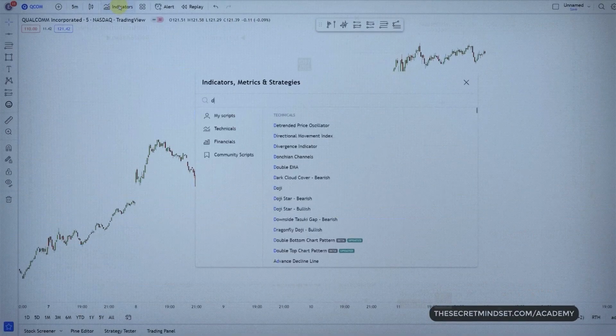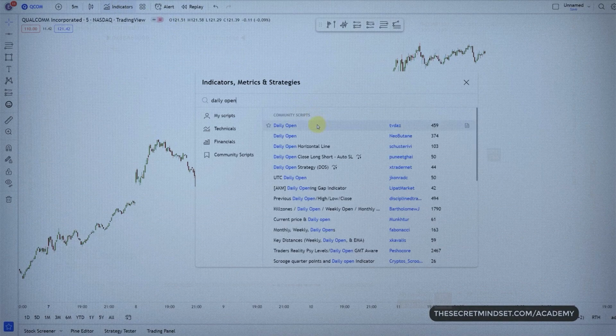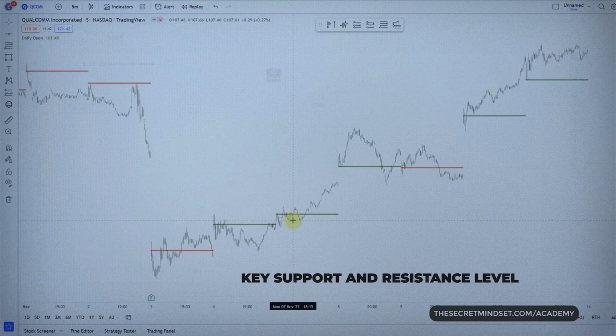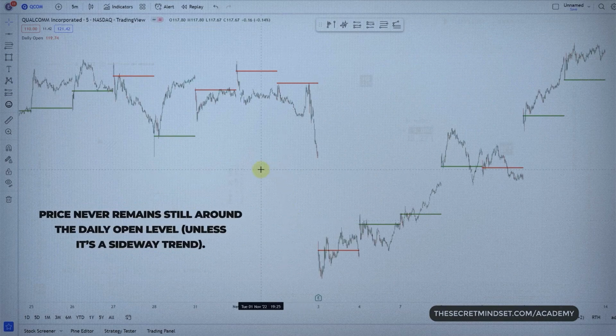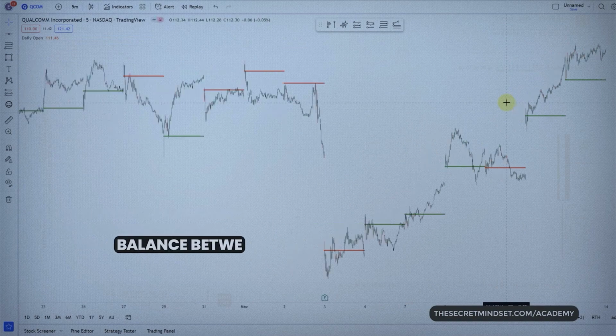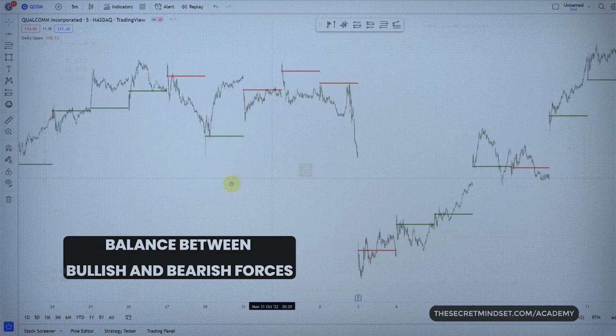Did you know that with the daily open price, you can anticipate the trend direction for the rest of the day? That's because the open price provides a standard support and resistance function on the chart. If you look at this market, notice how price never remains still around the daily open level, unless it's a sideways trend. The opening price represents the balance between bullish and bearish forces.